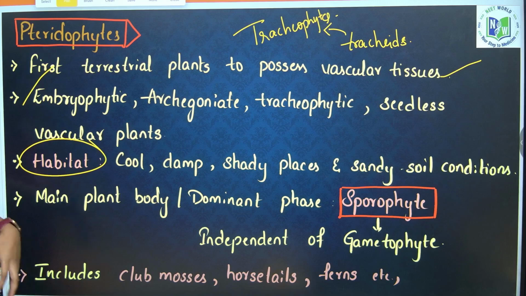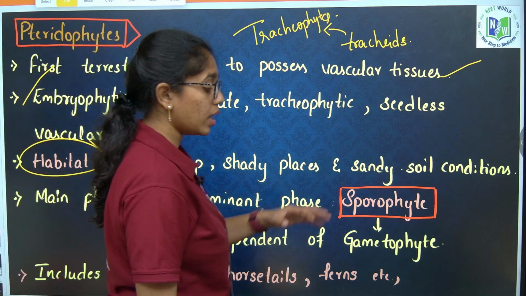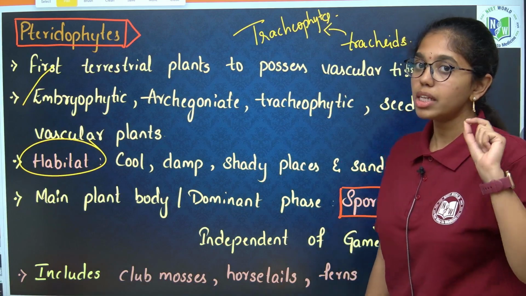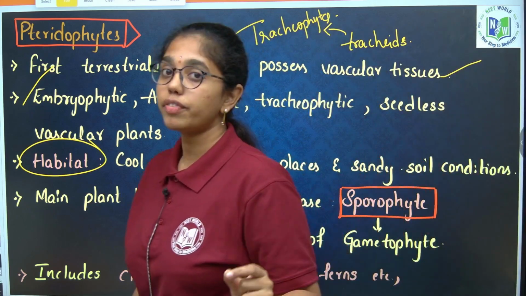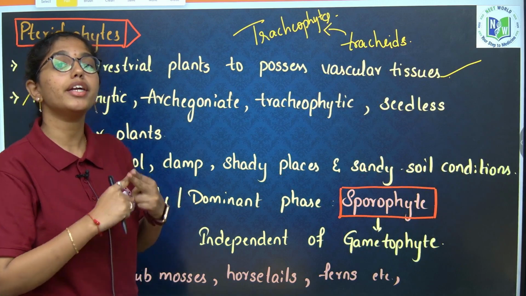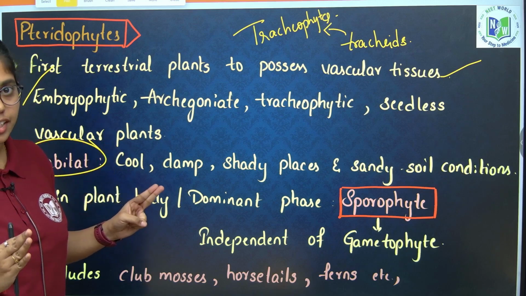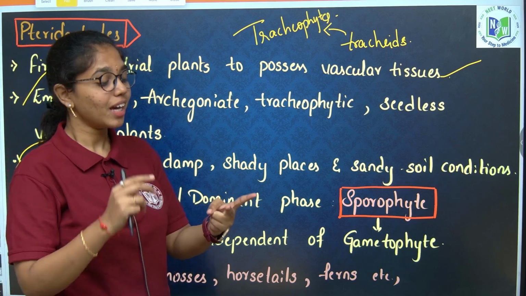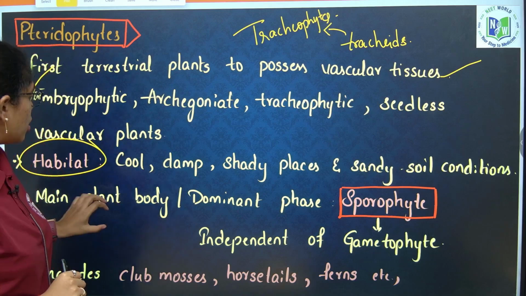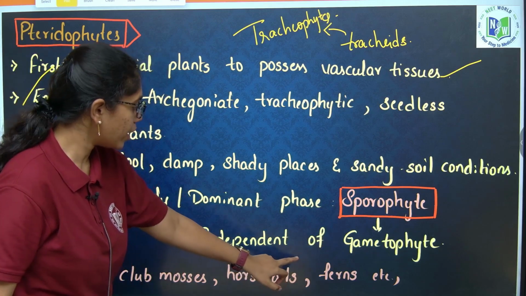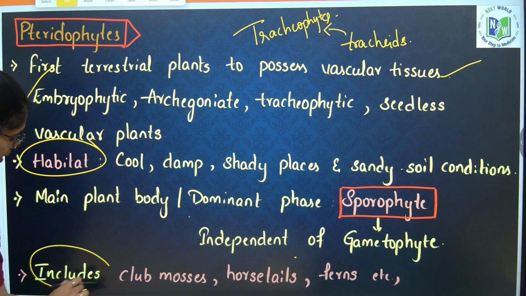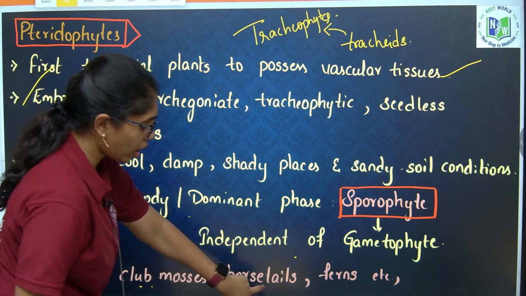Next, the main plant body here is the dominant sporophyte. In bryophytes the dominant main plant body is gametophyte. Here the dominant plant body is sporophyte. The unique feature of pteridophytes is that both the gametophyte and sporophyte are independent of each other. Nothing is dependent on each other because both of them have so much self-respect. Both gametophyte and sporophyte are what? Independent of each other. Here sporophyte is dominant. This includes examples like club mosses, horsetails and ferns.